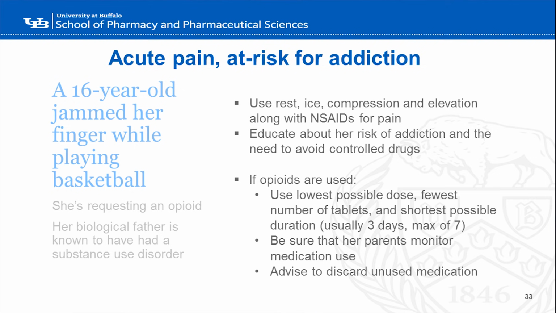If you do decide to use opioids in this person, use the lowest possible dose, the fewest number of tablets, the shortest possible duration. Usually, people like this do not need more than 3 days of medication, and by law, a maximum of 7 days. Be sure that her parents monitor her medication use. Now, this may be a problem if her parents are also misusing drugs, but advise them to discard unused medications, since unused medication around the home is often used for the euphoric effects or diverted to other people.